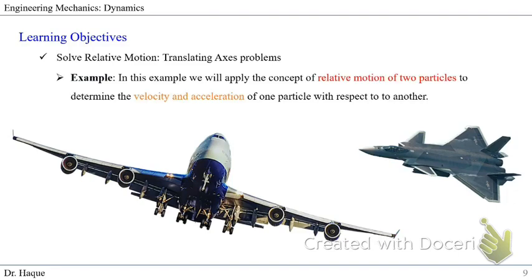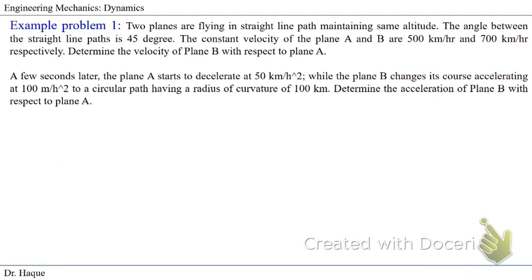In this example, we'll apply the concept of relative motion of two particles that we have derived in our previous classes, which is kind of simple in vector rule. And we're going to apply that concept to determine the velocity and acceleration of one particle with respect to another. In this problem, we're going to use the planes as particles. From the picture you can see that we're going to compare two planes and find the velocity and acceleration of one plane with respect to another. So let's go and see the problem.